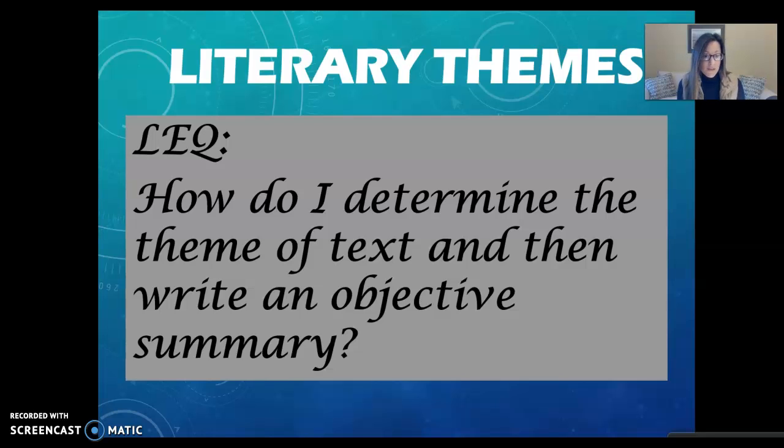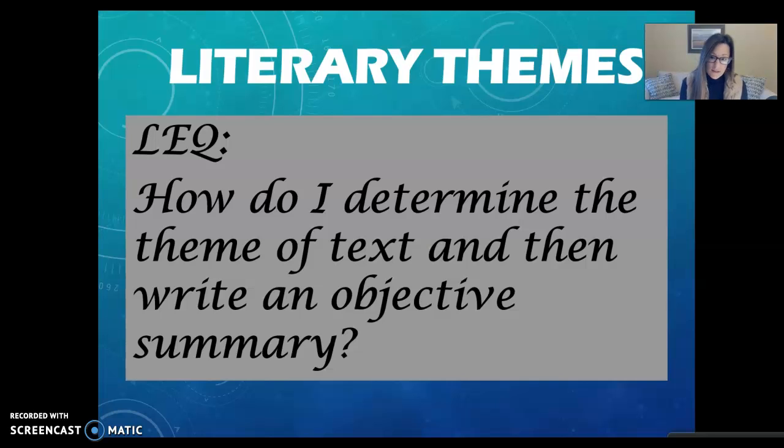What you get out of a fiction text, like what we can learn from it, is important. And you need to apply all of those different elements of fiction and all of the knowledge that you have in order to figure that out. And then, of course, writing an objective summary. We're going to put all of our skills together here and be able to then write that summary.